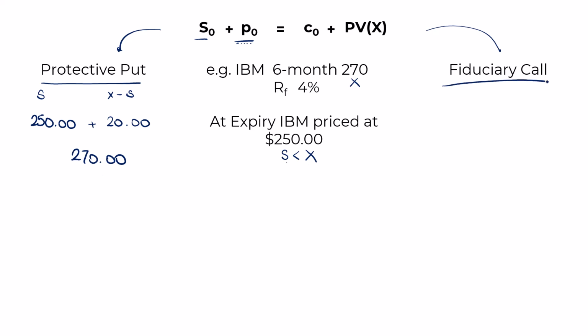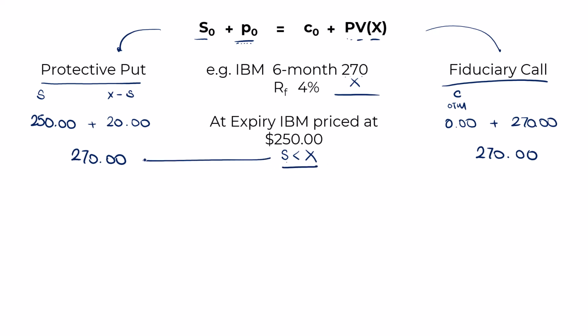What about the fiduciary call? The call option. That's the right to buy at 270. It's only worth 250. That is out of the money. That will be allowed to lapse and gives you nothing. PVX by definition grows to X at maturity. The strike of 270, the fiduciary call pays off 270. When the underlying is worth less than the strike, they both pay off the same. What they pay off is the strike.